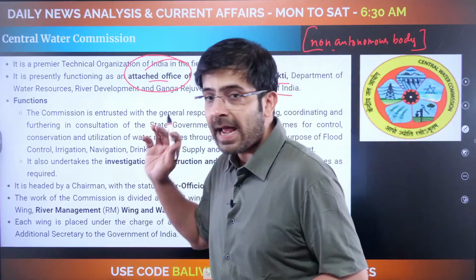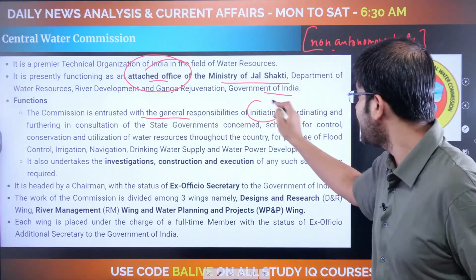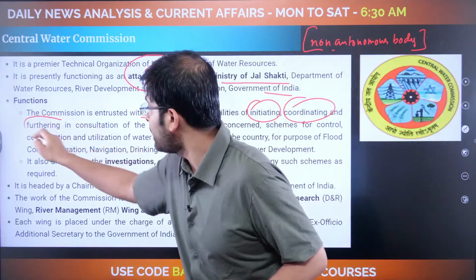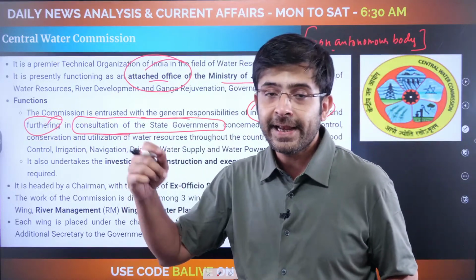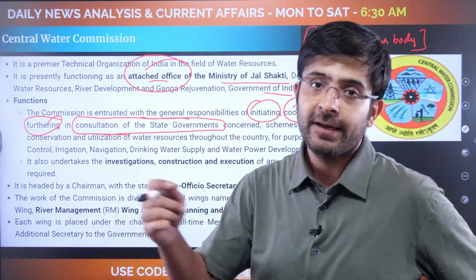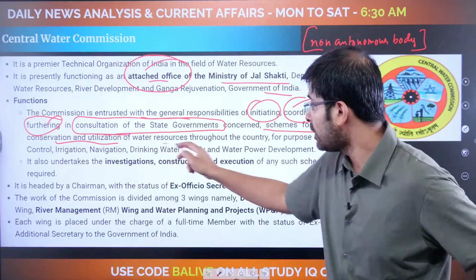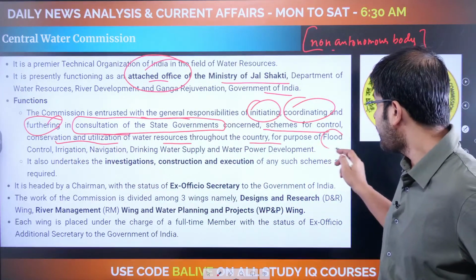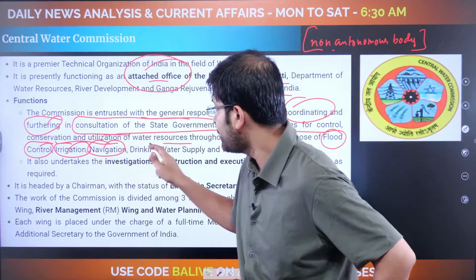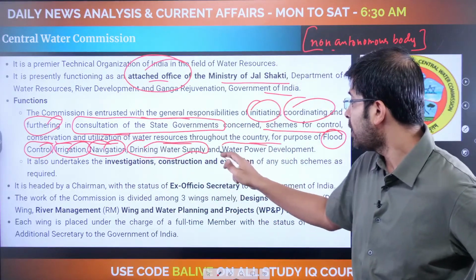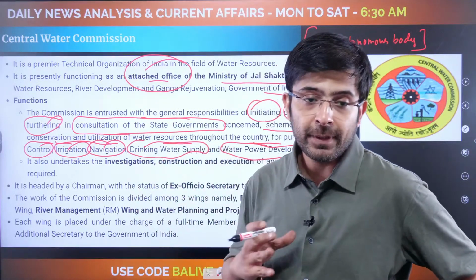All right. Now, what is the ambit? What is the scope of the responsibility of the CWC? With the general responsibilities of initiating, coordinating, and furthering consultation of the state governments. So it's the primary agency with which you engage on water-based issues with the state government. You are looking at schemes for control, conservation, and utilization of water resources throughout the country for purposes of, and these are the purposes, guys, make a note of this: flood control, irrigation, navigation, drinking water supply, and water power development. You imagine the whole end-to-end of water is covered by the Department of Jal Shakti.